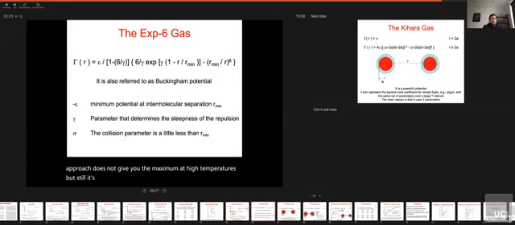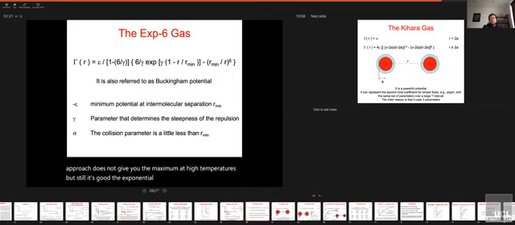The exponential 6 gas has the exponential form, which is a significant advantage in the sense that it has some physical meaning in describing the repulsions between two molecules when they're very close to each other. So it is an attractive potential. There are three parameters. You can still put it into your equation for the virial coefficient and extract what the virial coefficient will look like.